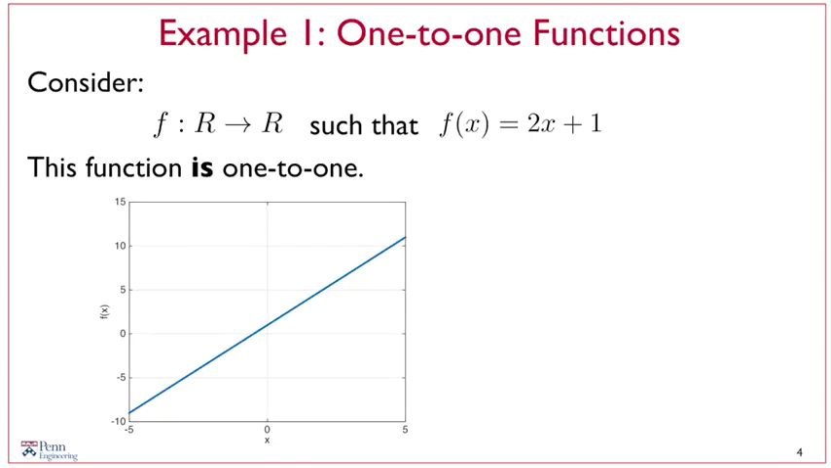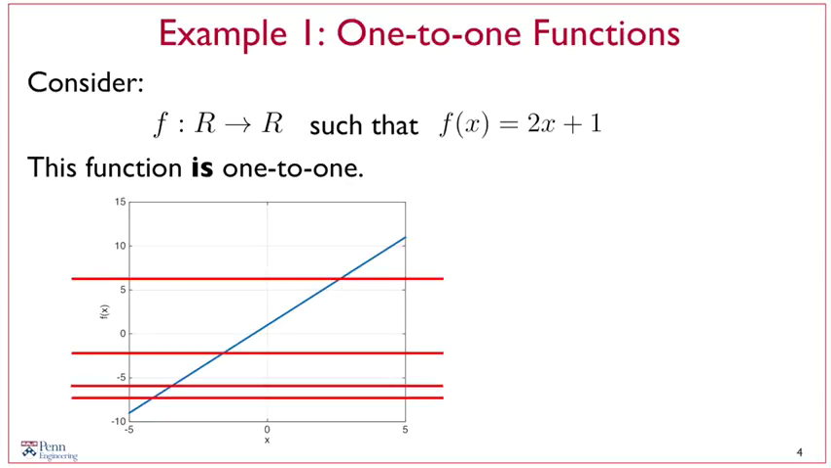We can test if a function is one-to-one using the horizontal line test. If all imaginary lines parallel to the x-axis intersect the graph at most once, then the function is one-to-one. We can see this function will clearly pass this test.